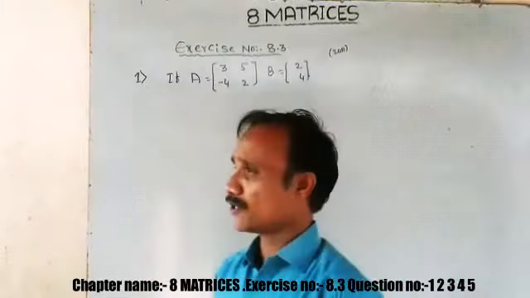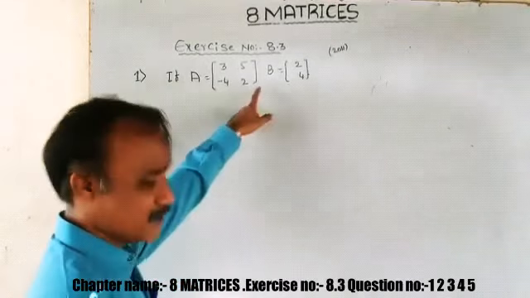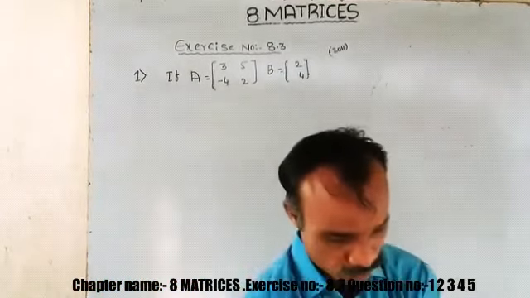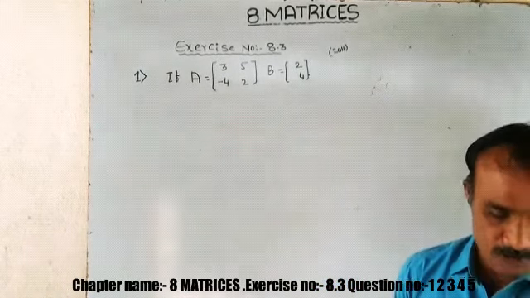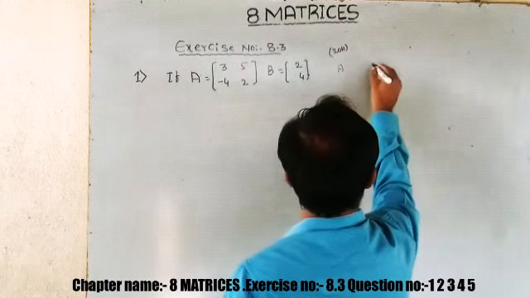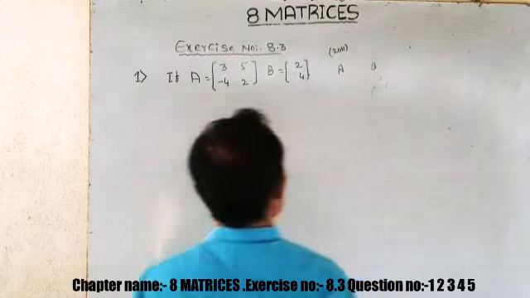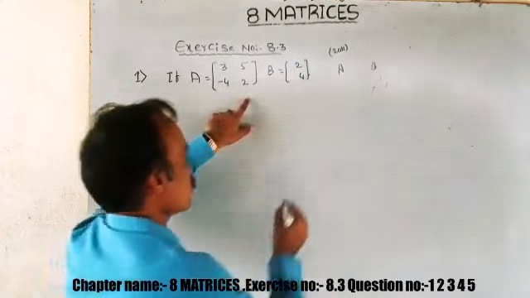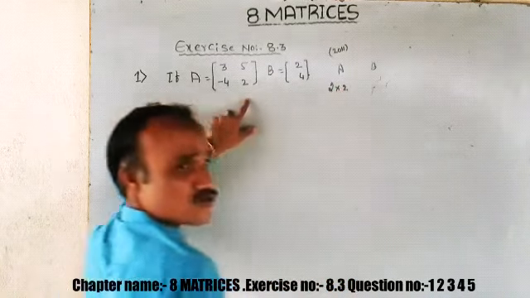Last exercise in this chapter, 8.3, question number 1. A is equal to 3, 5, minus 4, 2. B is equal to 2, 4. First, the question is: is the product AB possible? So how can you find this? Write A here, then B here. Write the order of the matrix A. So 2 rows, 2 columns. So its order is 2 cross 2.